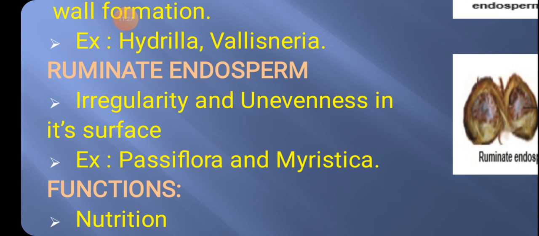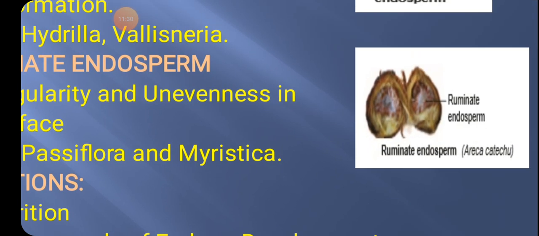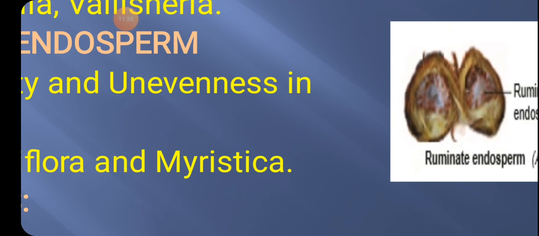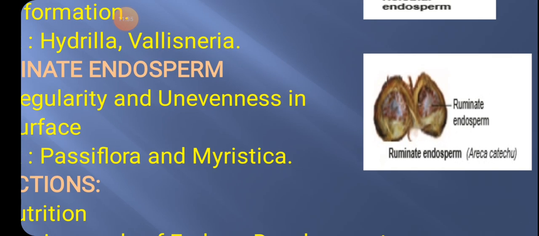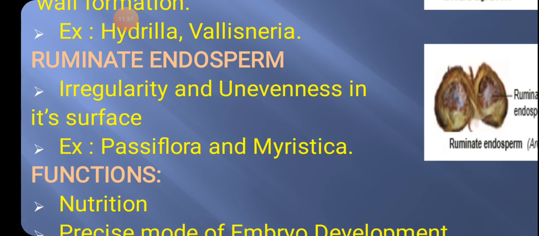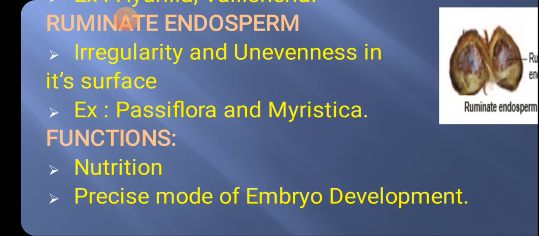Ruminate endosperm, the last one, is about the surface. You see the surface: ruminate, hard, uneven or rough, irregular and uneven on its surface. Examples: Passiflora and Myristica. So in this, not only the surface but the overall shape is irregular, and the surface is also uneven and rough in nature. That is called ruminate endosperm. Examples: Passiflora and Myristica. Functions.